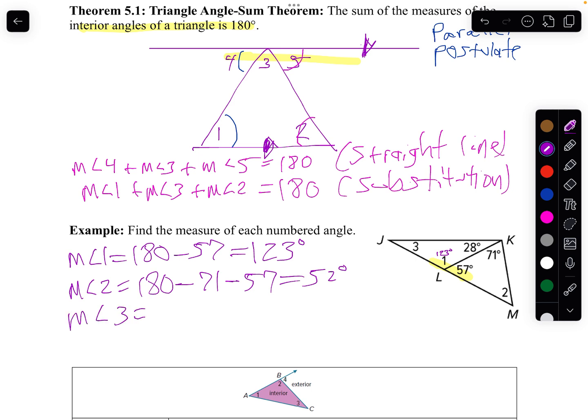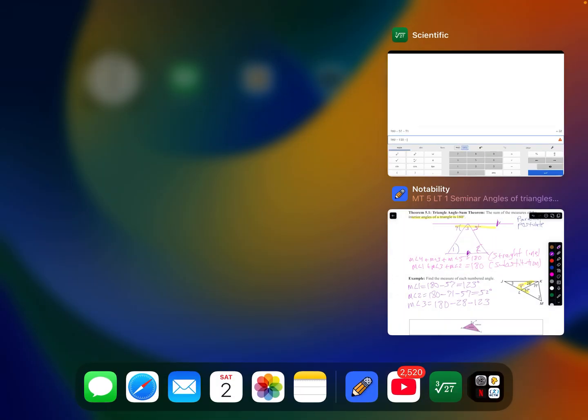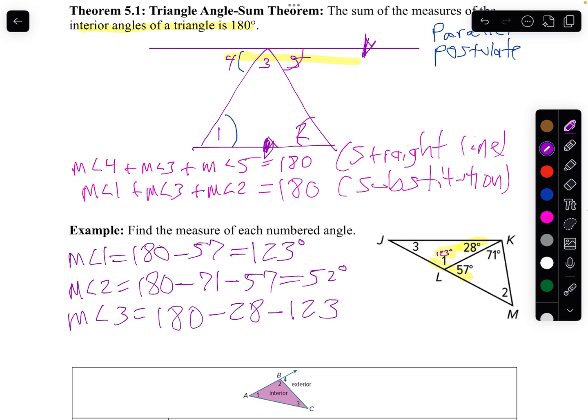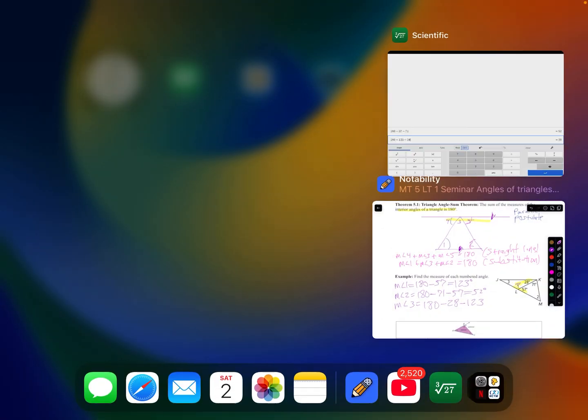I think I'll do the same thing for the measure of angle 3. The measure of angle 3 is 180 minus one of my other two angles, which are 28 and 123. So I'll say 180 minus 123 minus 28, and we get 29 degrees.